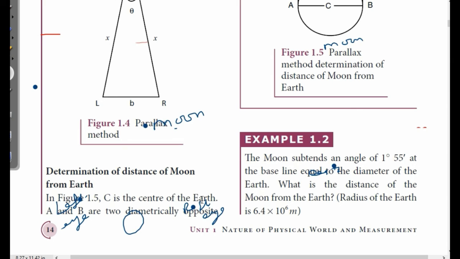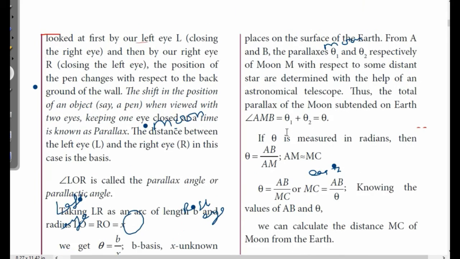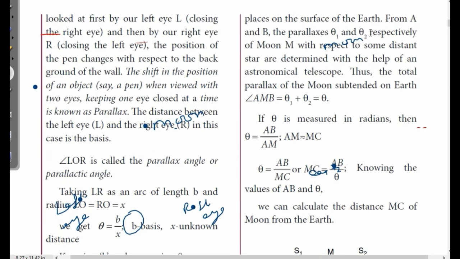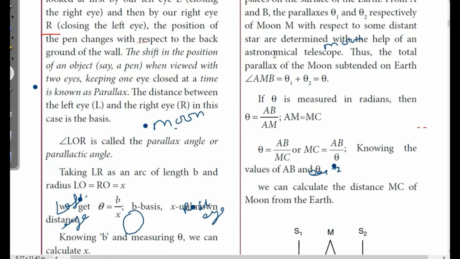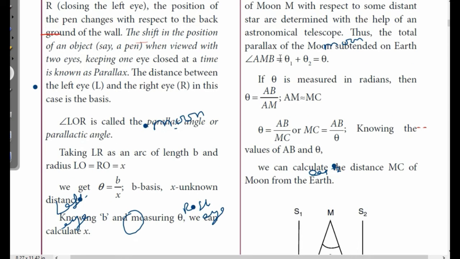A and B are two diametrically opposite places on the surface of the earth. From A and B, the parallaxes theta1, theta2 respectively of the moon with respect to some distant star are determined with the help of an astronomical telescope. This is the total parallax of the moon, subtended on the earth at A and B: theta1 plus theta2.